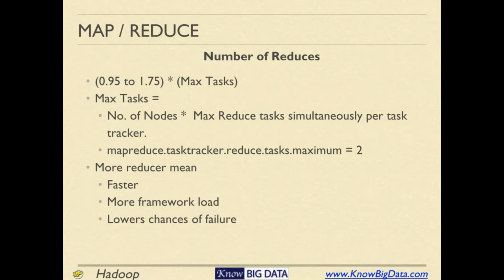Okay, the common wisdom is that the total number of reduced tasks should be somewhere between 0.95 to 1.75 times the total tasks possible on your cluster. Although it's just a big range, a big idea.